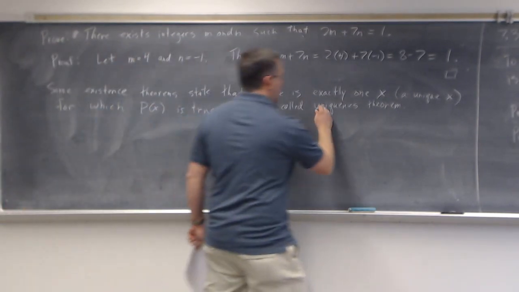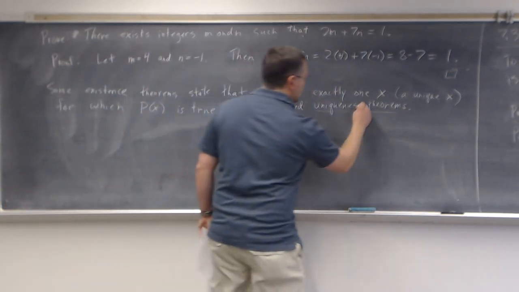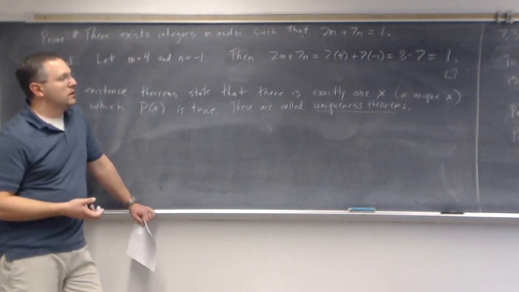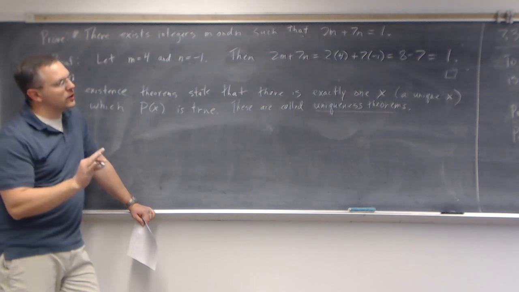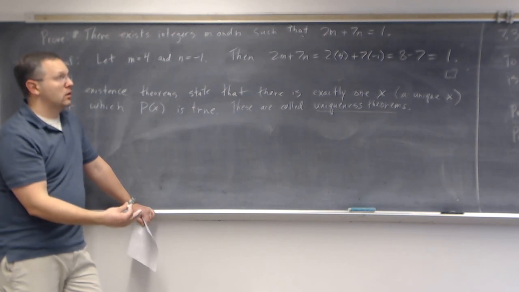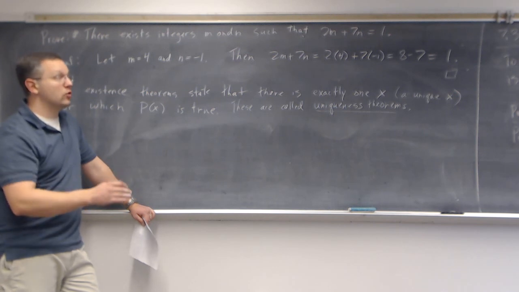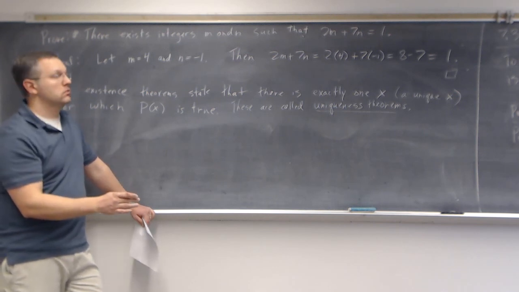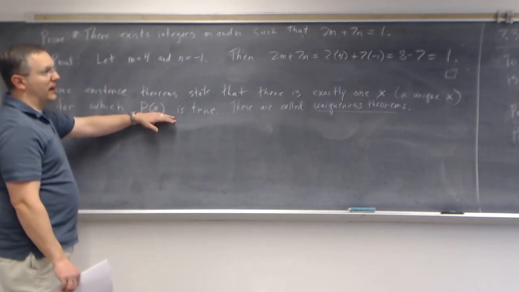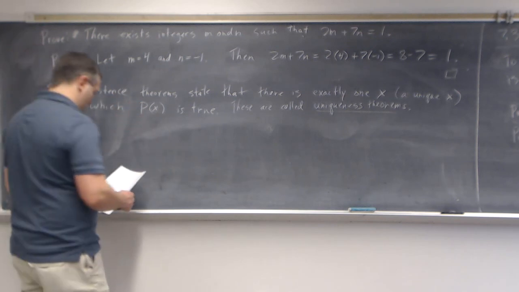These are called uniqueness theorems. There's really two things you need to do for a uniqueness theorem. You need to show that at least one x exists that makes p of x true. But then you need to show that there's exactly one. So oftentimes there's two parts. You would show that one x makes this true, then you would show that it's unique. There's only one that makes this true. I'll give you an example.